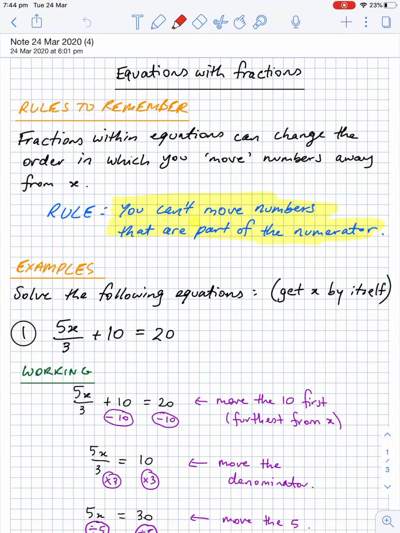Hi guys, today we're going to be working with some equations that specifically have fractions within them. Okay, so let's get started.